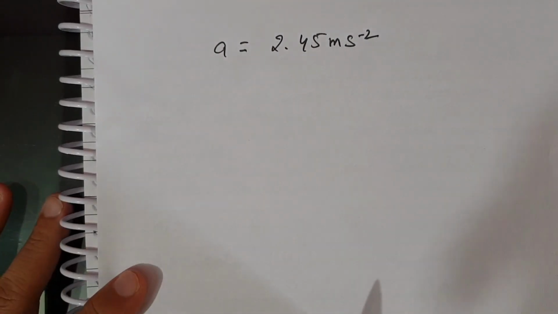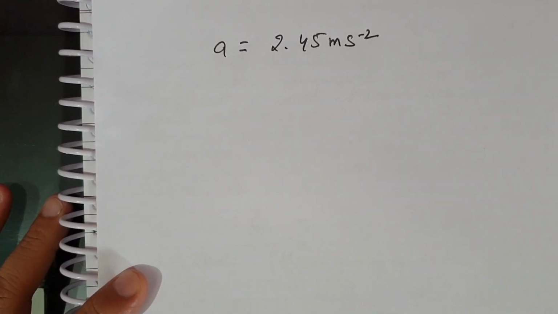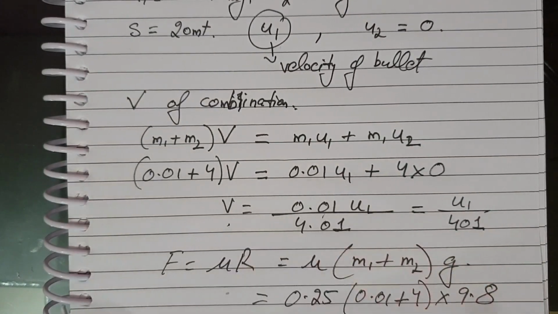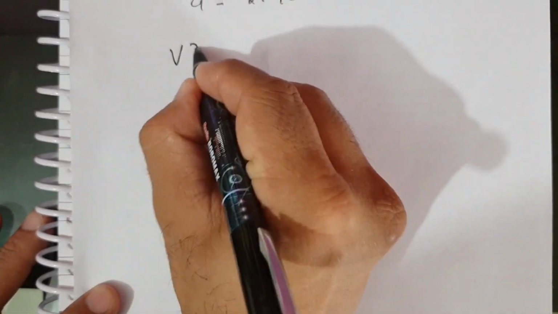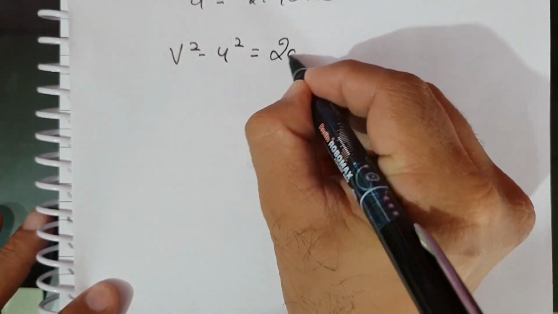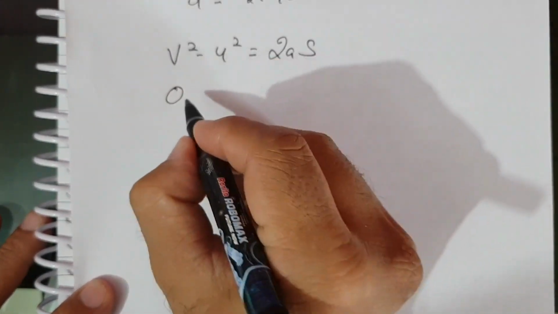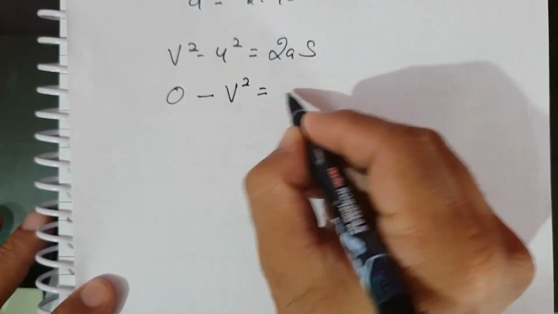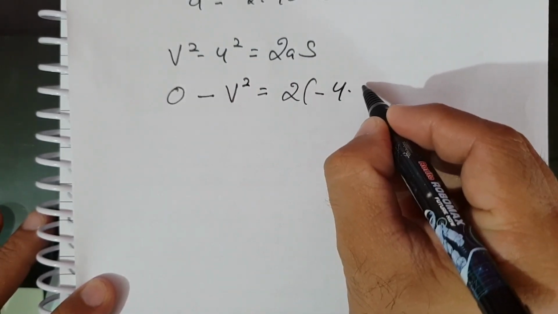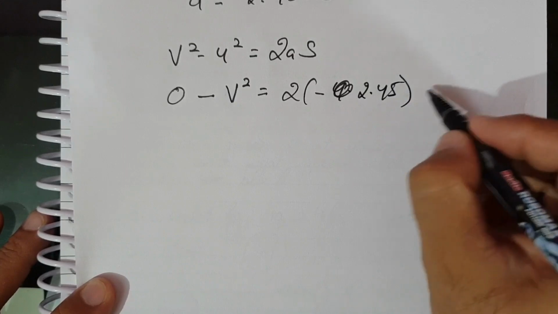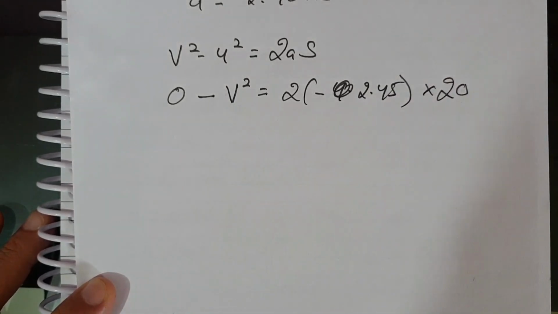Now, using the third equation of motion, we can get v, the velocity of the combination. The third equation of motion: v square minus u square equals 2AS. Here the final velocity is 0, minus the initial velocity v square, equals 2 into minus 2.45, into s, and we know it has moved 20 meter.